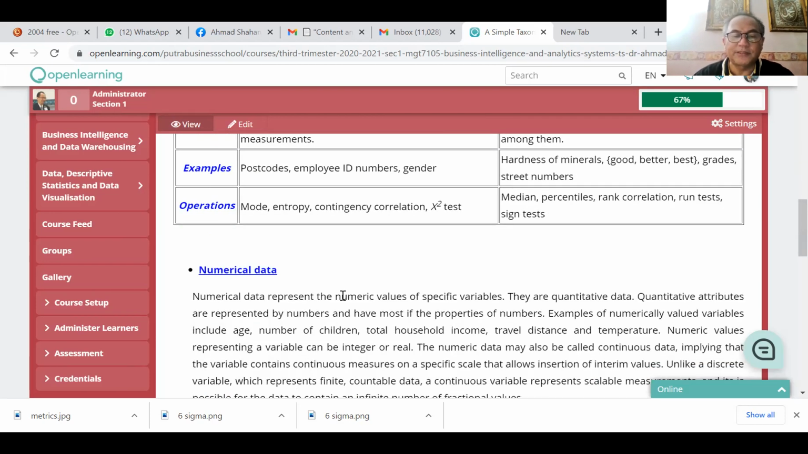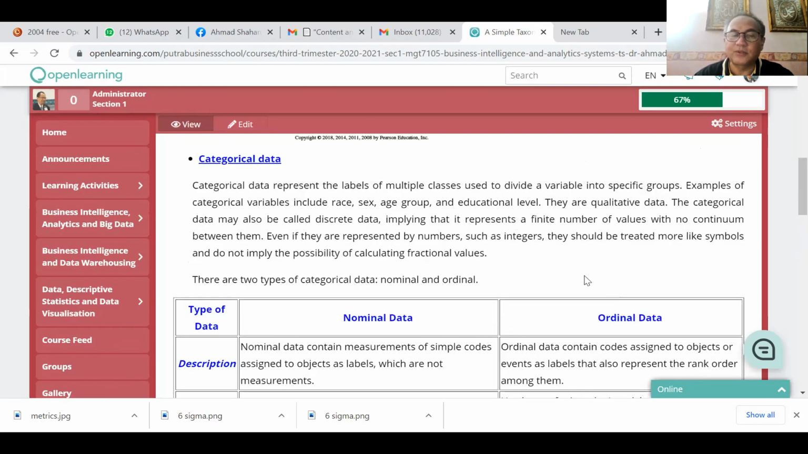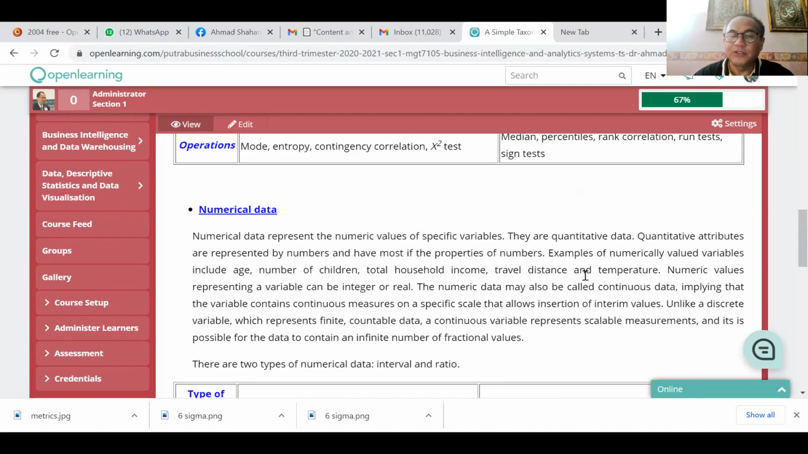The other is numerical data. Numerical data represent numeric values, so they are quantitative data. Categorical data are qualitative data. Numerical data are quantitative data.